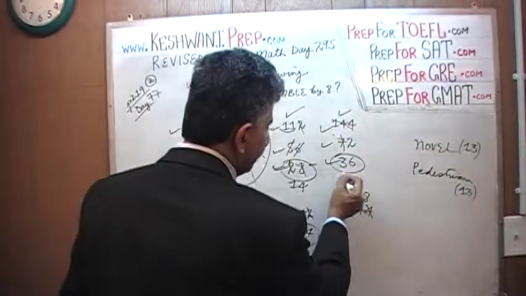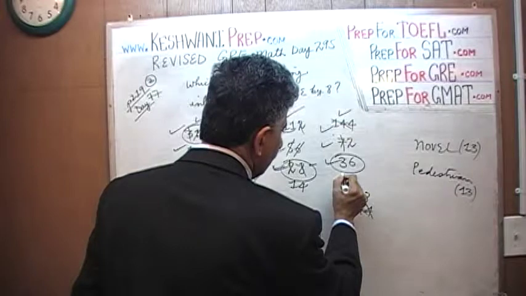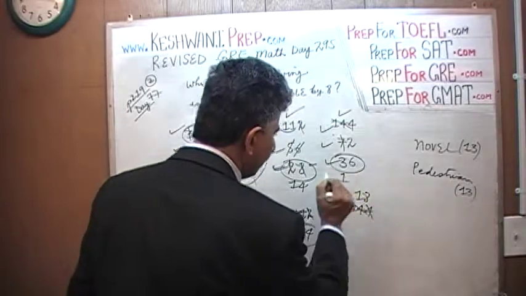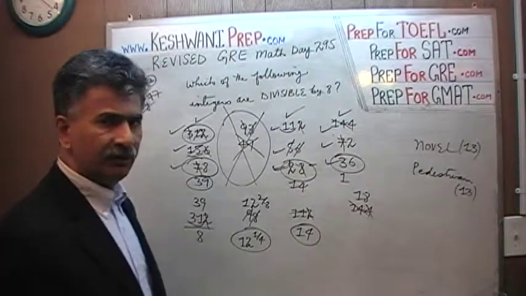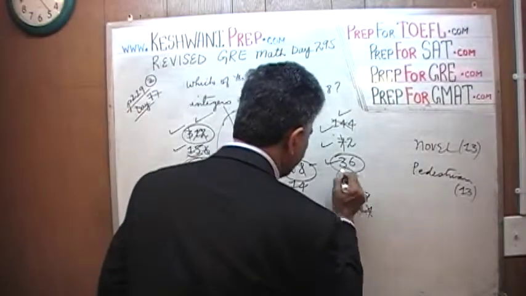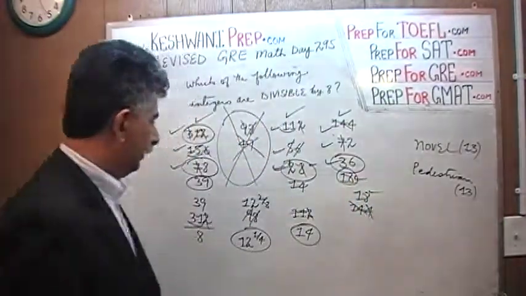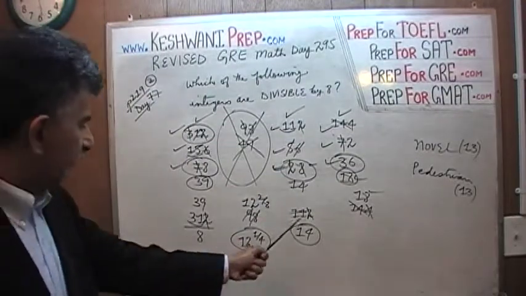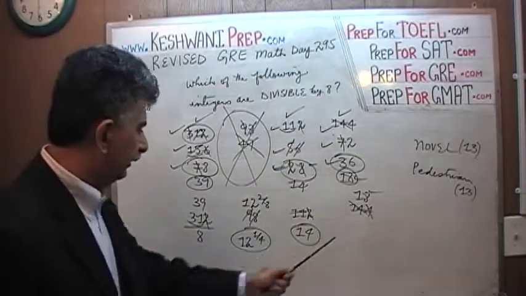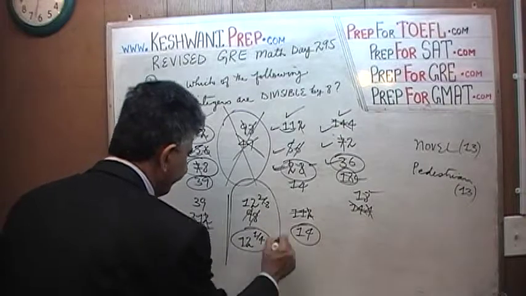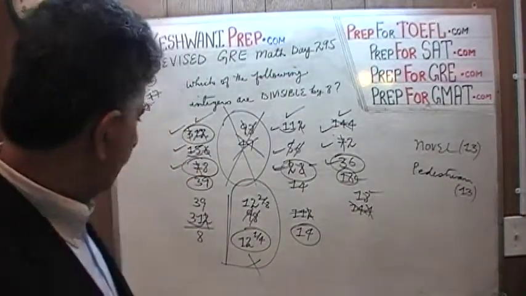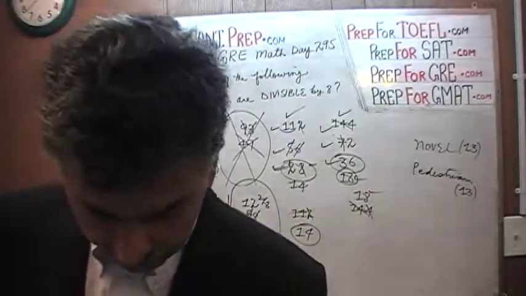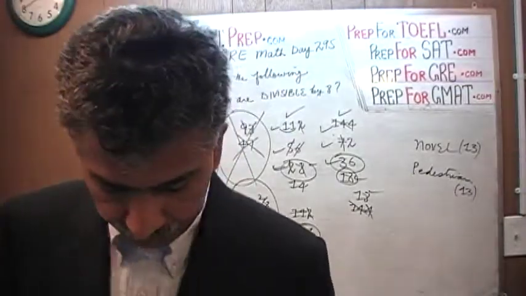How many 2s in a 3? 3 has 1 2. The remaining one goes and joins the 6, becomes 16. How many 2s in a 16? 16 has 8 2s. You see? That's all. So these 3 numbers are divisible by 8. This guy is not. This guy is not. 98 cannot be divided by 8. That's all.